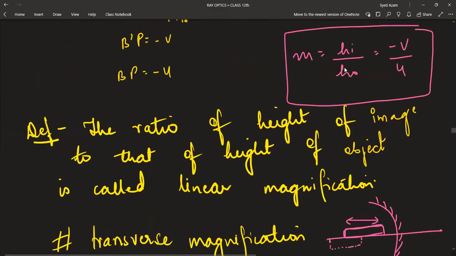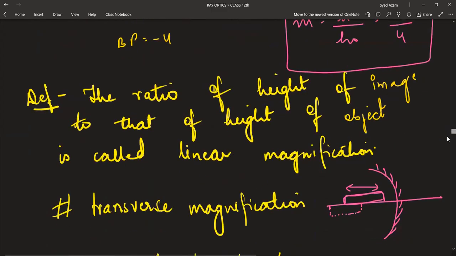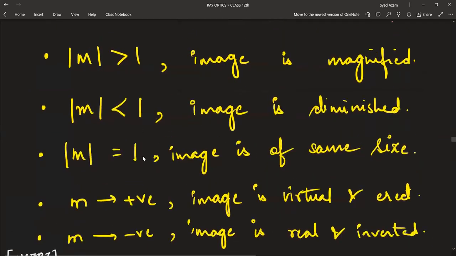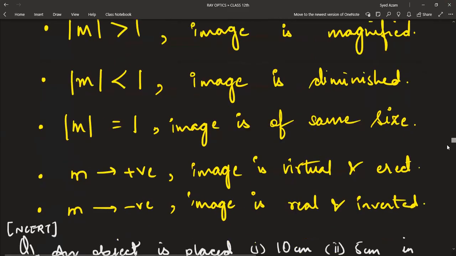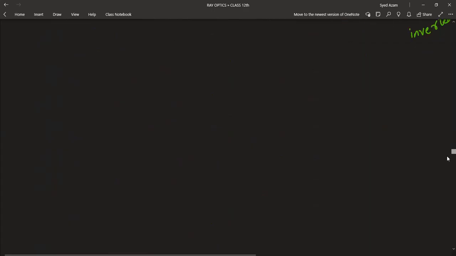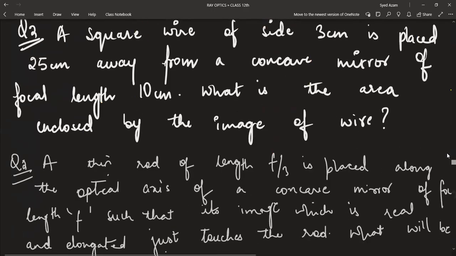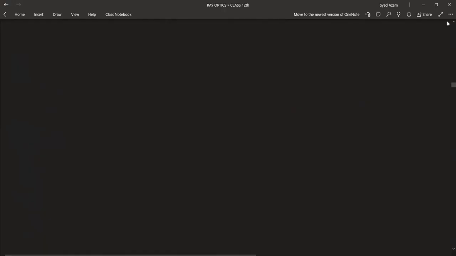So it is written as minus v by u for a mirror, and v by u for a lens. Now this is how you see the magnification. If magnitude is equal to 1, it is the same size; less than 1, diminished; more than 1, magnified. Positive and negative will tell you virtual and erect or real and inverted. This numerical we had seen, all these questions.